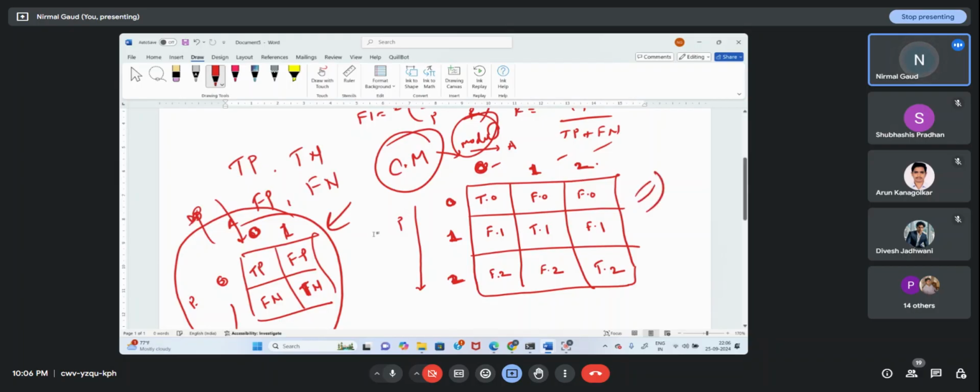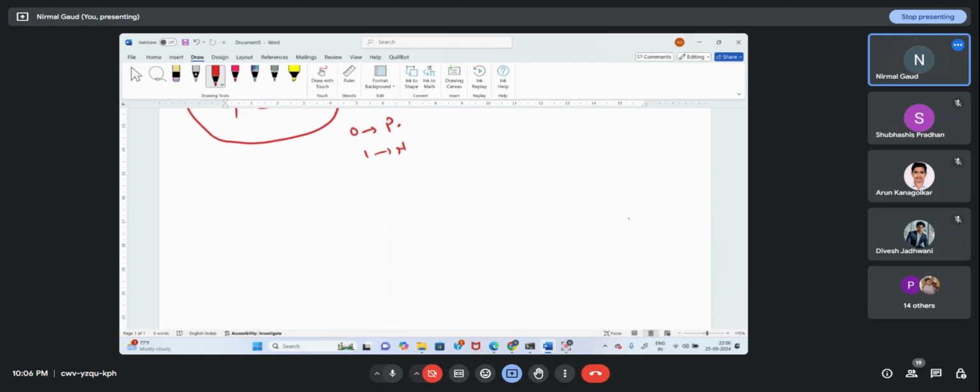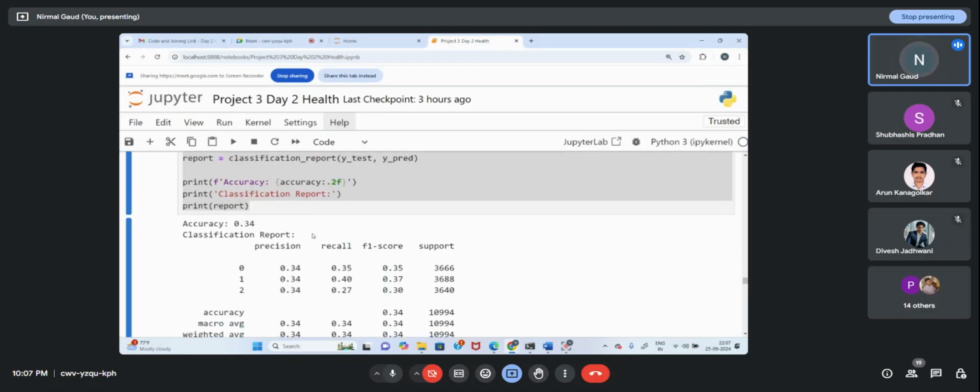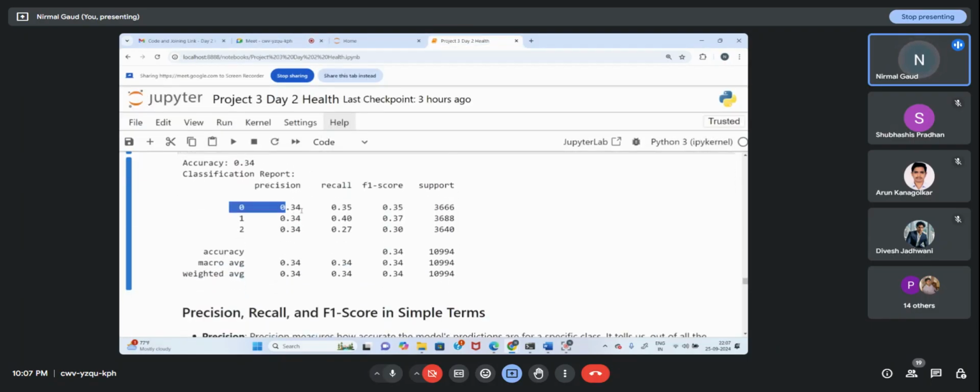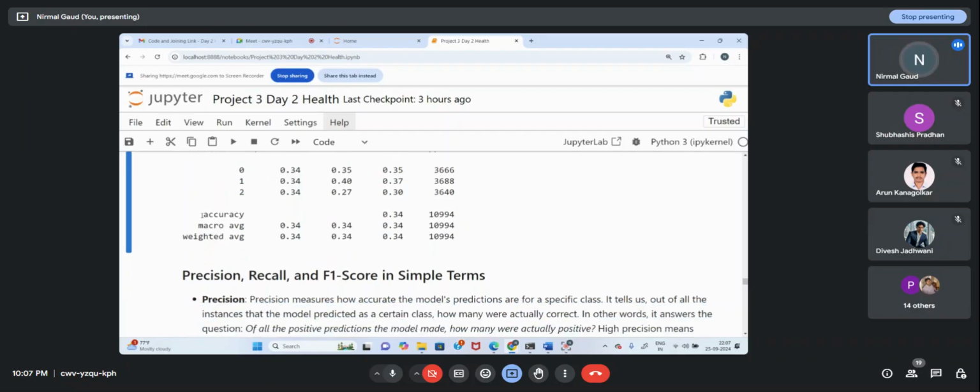Okay, one more thing. In the classification report, you are seeing a few more terms, like precision, recall, F1 score for all these three classes. I told you how to get them, TP and all these ratios. You are having accuracy, which came to be like 34%. Then macro average and weighted average. You are having these two terms also. Does anyone know what is macro average and what is weighted average?